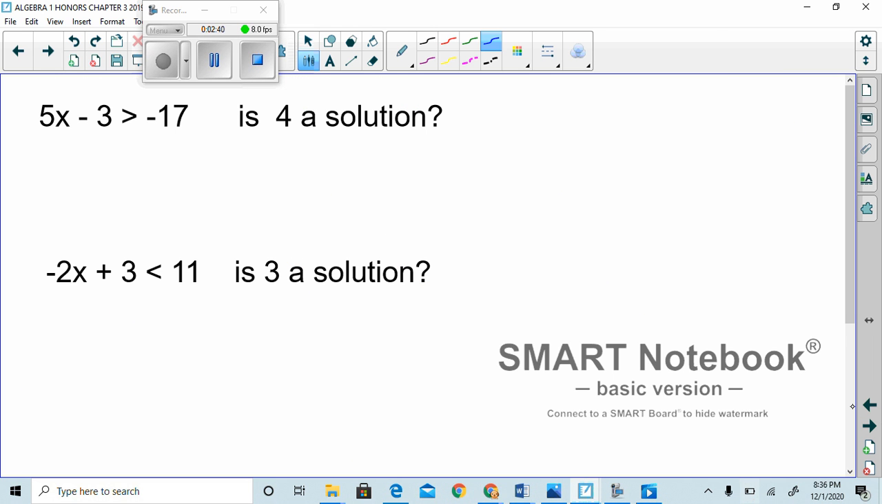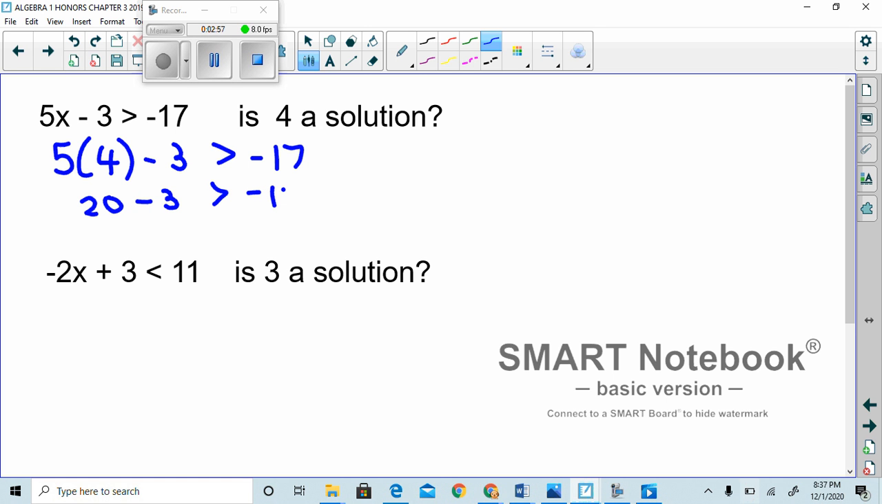From there we looked at, is this number a possible solution? And the way we do that is by replacing the variable with the given number or value. We'll then do the math, and I get 20 minus 3 is greater than negative 17. Well, is this a true statement? Is 17 greater than negative 17? The answer is yes, so 4 is a solution.